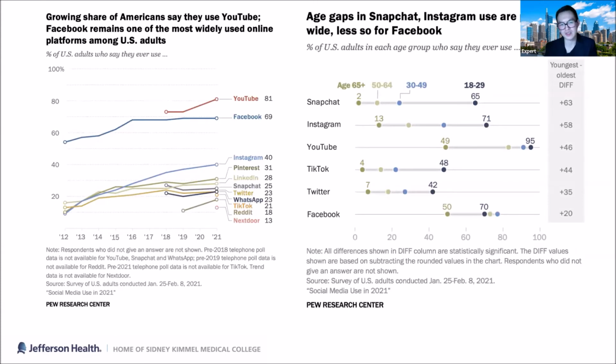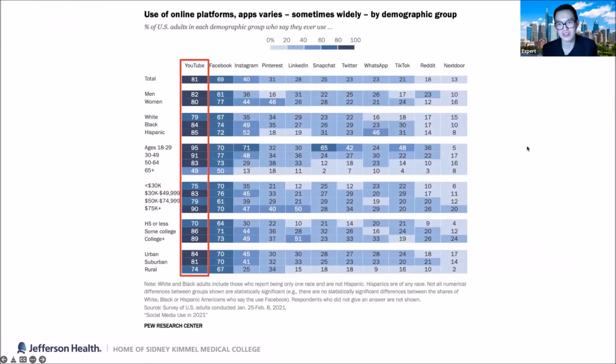Here in the United States, actually, YouTube is the most popular platform right now. And if we look at this graphic on the right here, it is used by the greatest percentage of people across different age groups. So even older generations above age 65, 49% of people use YouTube. Among younger populations, 18 to 29, 95% are on YouTube. So a good portion of the population is on YouTube. And no matter how you break it down by gender, by race, by income or education level, here in the United States, YouTube is the #1 platform that people are on.